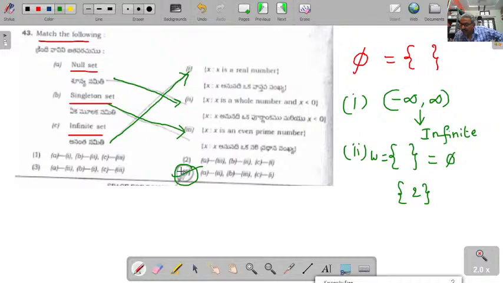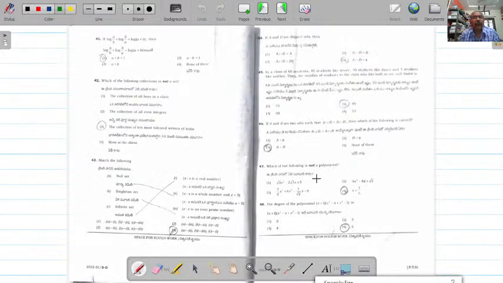Okay. How many sets are there? Here, power set. How to find out power set? Okay, Manikanta. Right. Definitely. 43 is completed. Now let us move to the 44th question.